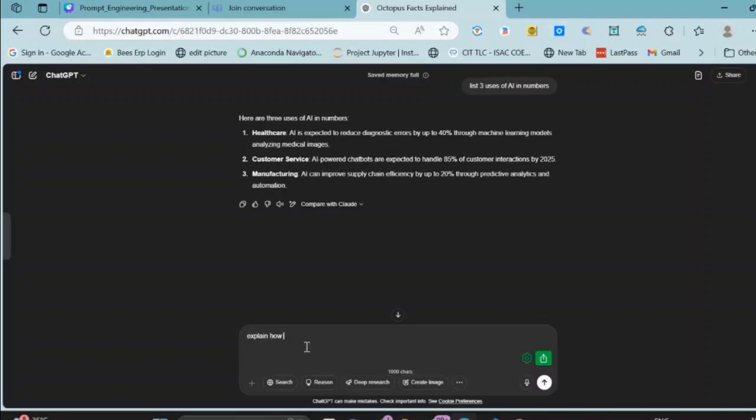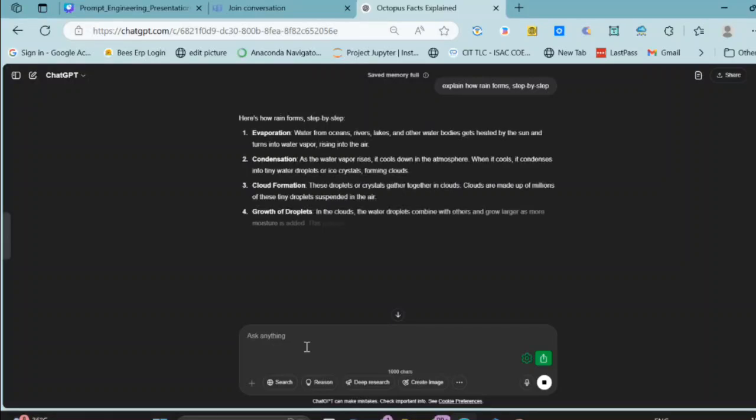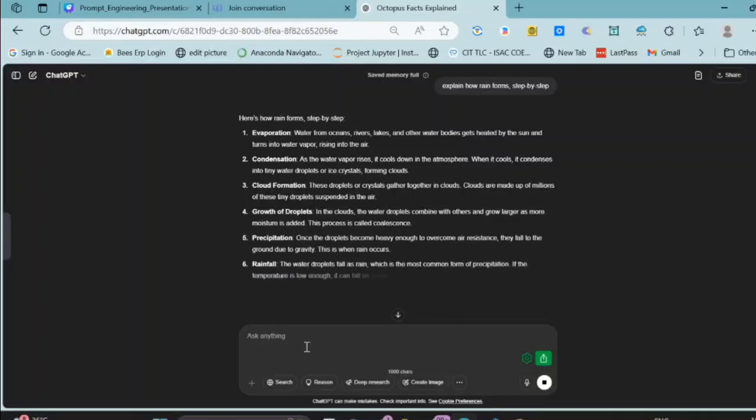Explain how rain forms. Do you know how rain forms? Basically, we don't know. Step by step. Okay, explain how rain forms step by step. First, evaporation. Water from oceans, rivers, lakes, and other water bodies gets heated by the sun and turns into water vapor, rising into the air.